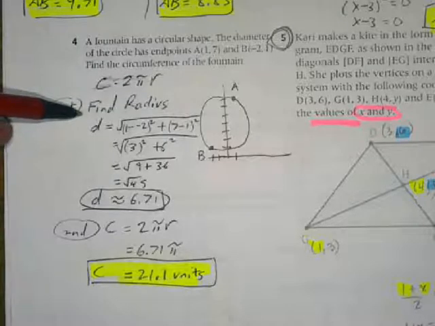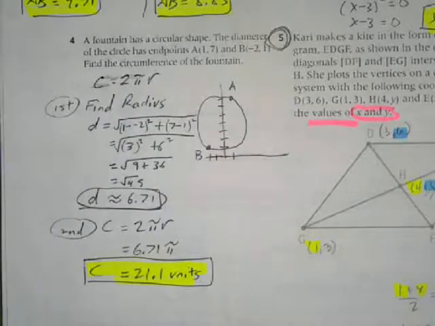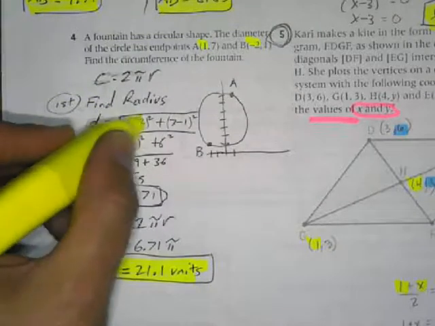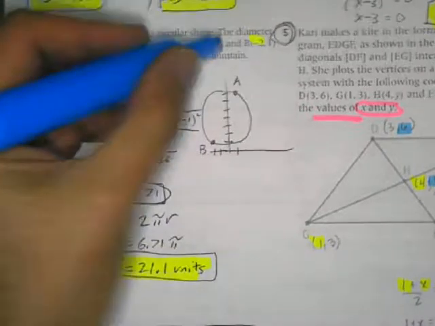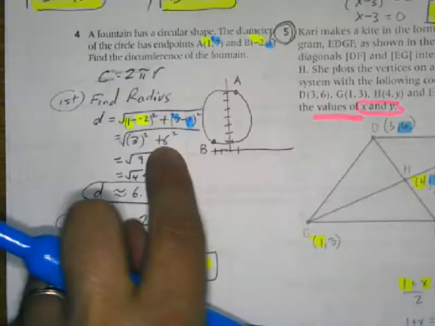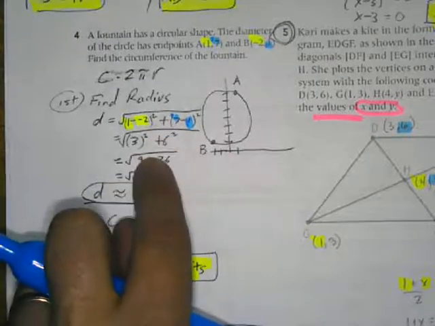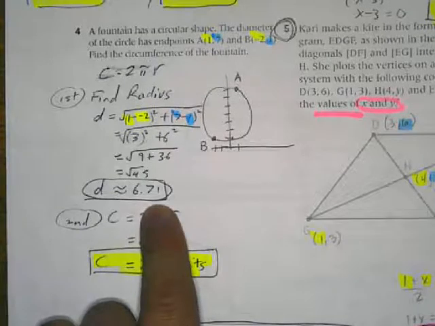In order to figure the radius, I'm going to use the distance formula. So we subtract the x values from each other. 1 minus negative 2 is going to give me 3. So we got 3 squared. Subtract the y values. 7 minus 1 is going to give me 6. So we've got 3 squared plus 6 squared. 9 plus 36. Square root of 45. And we get our diameter is 6.71.